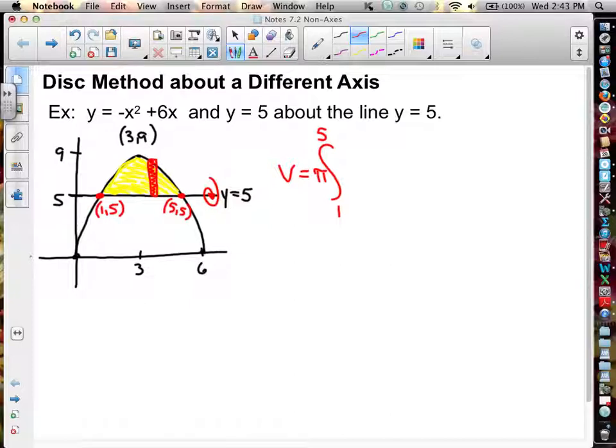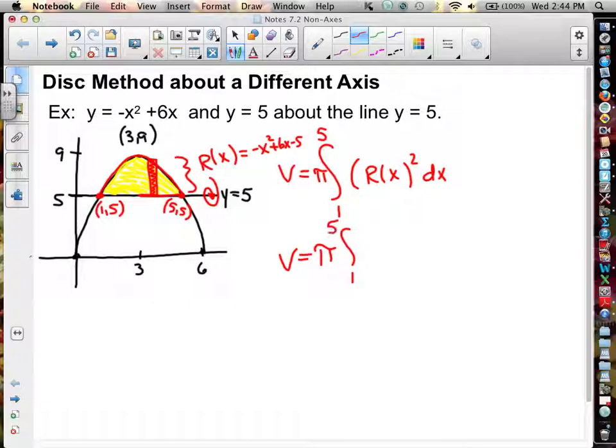I need my radius. For this one, the rectangle touches the axis of rotation, so this is going to be a disk method. There's no space between the end of the rectangle and the axis of rotation. So my radius is going to be the end of the rectangle that touches the parabola, which was negative x squared plus 6x, minus the end of the rectangle that touches the line there, which is 5. So my radius squared will be negative x squared plus 6x minus 5, squared, dx.